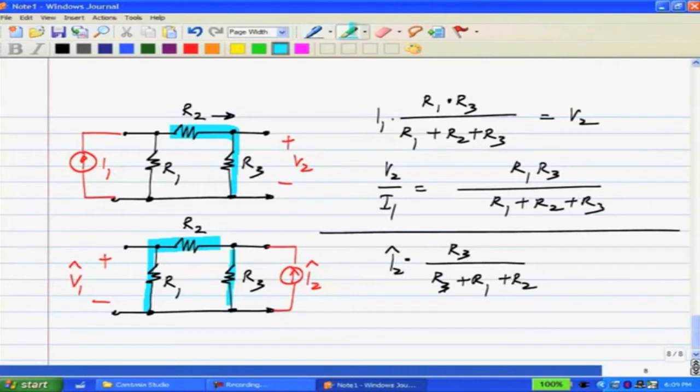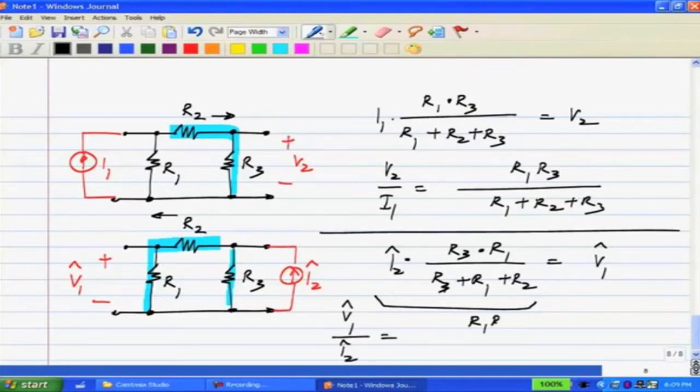And the voltage that is developed across R1 is nothing but this current which we have evaluated here times R1. So, this times R1 is the voltage V1 hat. So, the response by excitation V1 hat by I2 hat equals R1 R3 by R1 plus R2 plus R3, which is exactly the same as in this case. So, we have exactly the same response by excitation in the two cases as we expected.